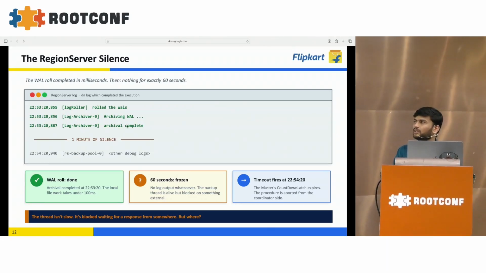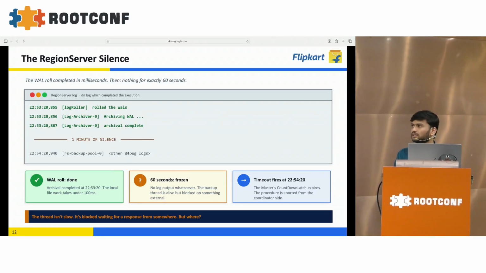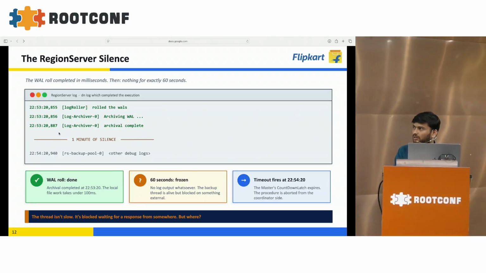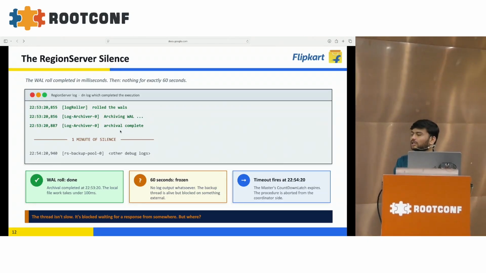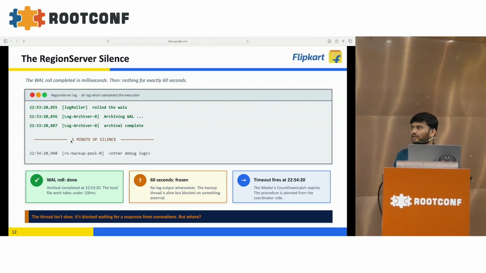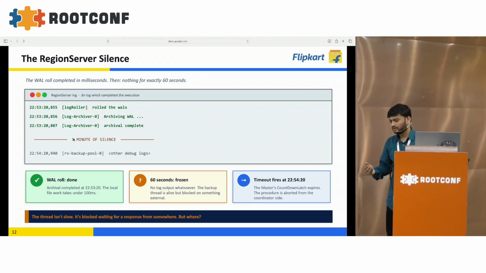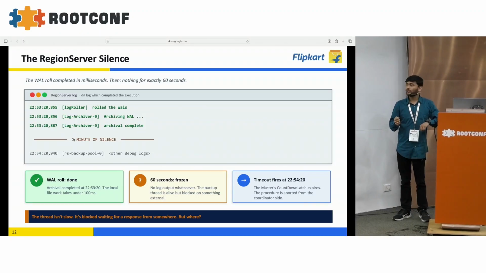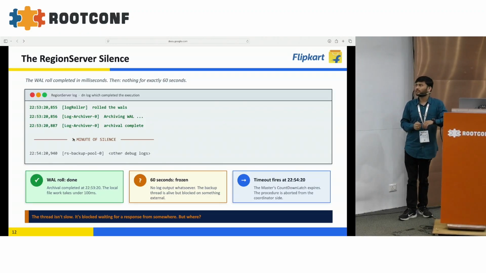If it has completed the roll, why is it telling us that it failed? If you check, after rolling the WALs it was falling silent and not printing anything. So what does this part tell us? It tells us that the thread executing this specific task is not slow. It is not doing the task slowly. No, it is blocked altogether.